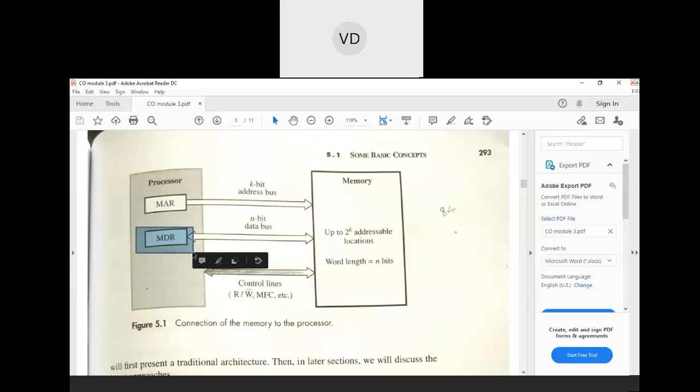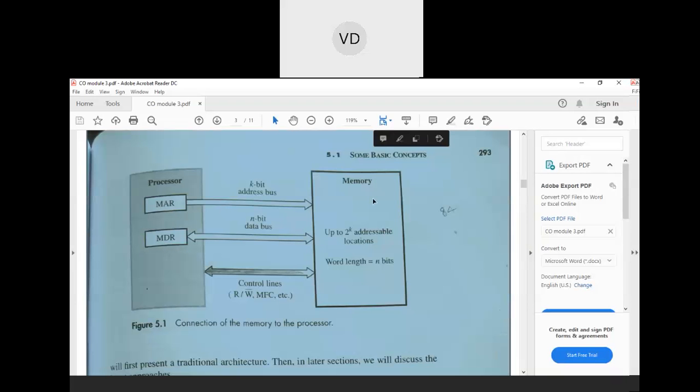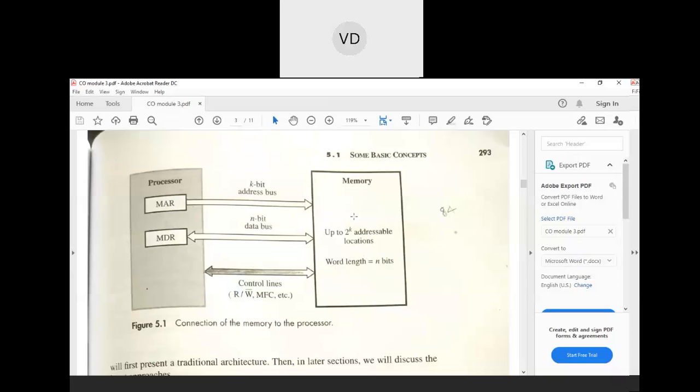Then the memory takes the address from the MAR, and from that particular address it takes the data, and that data is stored into the MDR by the memory, and then it generates the MFC signal. What is MFC? MFC is nothing but memory function control. It means that after the data is fetched and stored into the MDR register, a signal is generated to the processor.